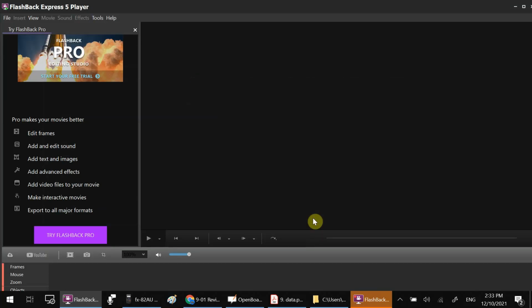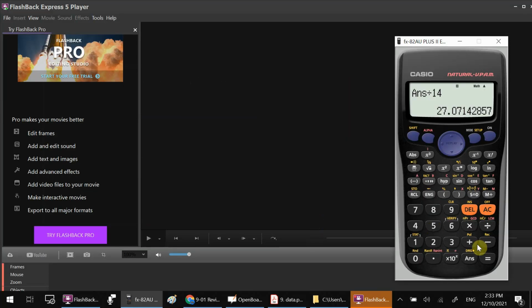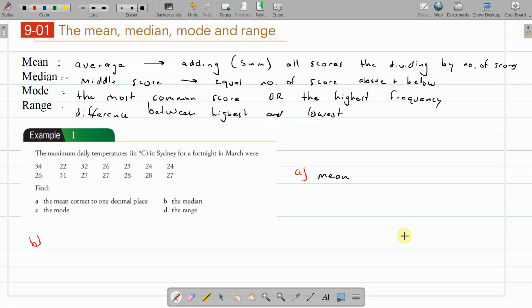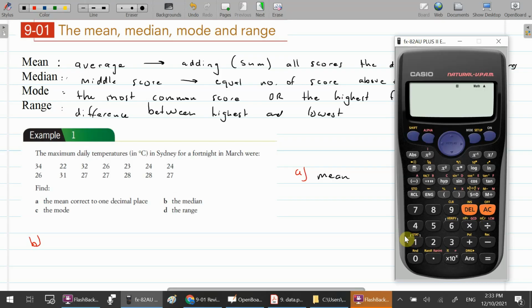Let's do that quick. Let's find a calculator. Okay, so adding scores. Make sure that you don't miss any, especially when there's repeated ones.